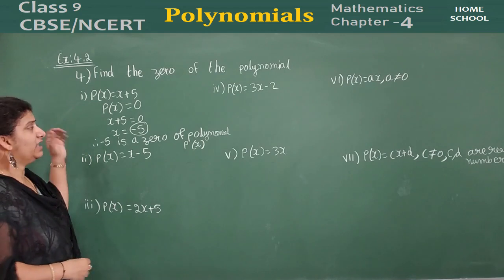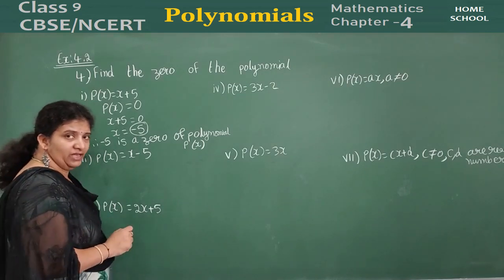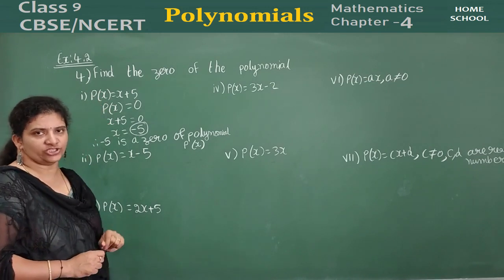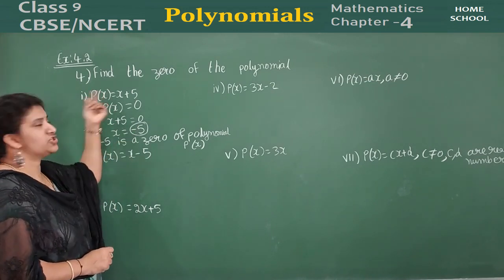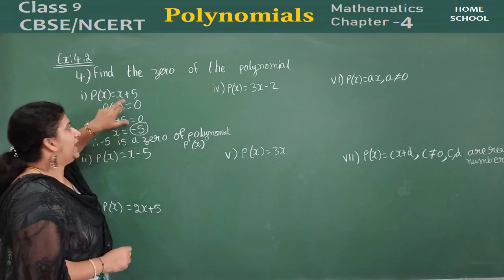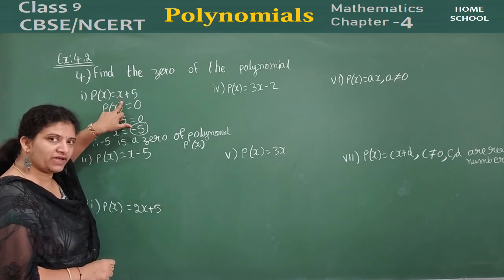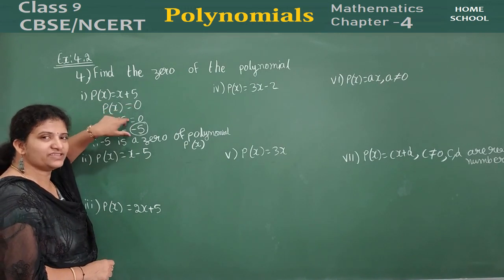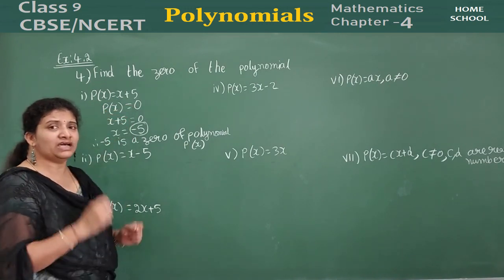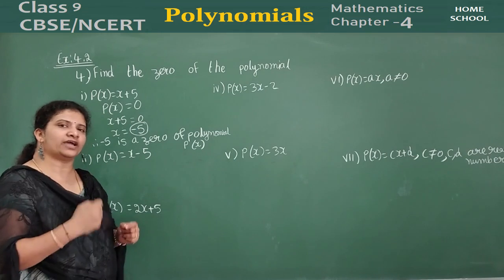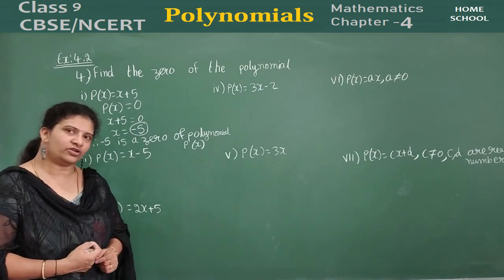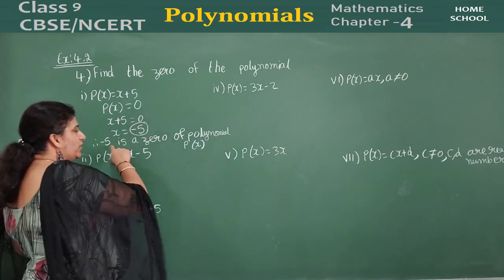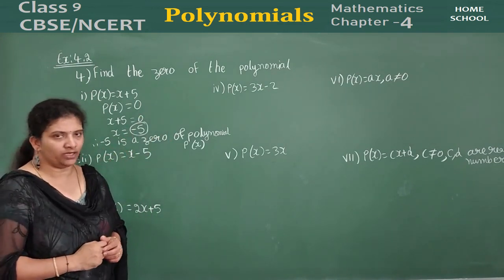So once again, what are we doing in this main? What is a zero of a polynomial is your question. What value, if you substitute in x, gives 0? In x, if you substitute minus 5, what happens? Minus 5 plus 5 cancel, your answer will be 0. Whether you are getting 0 as an answer or not, you need to check. If we get answer 0, then that value is a zero of the polynomial.